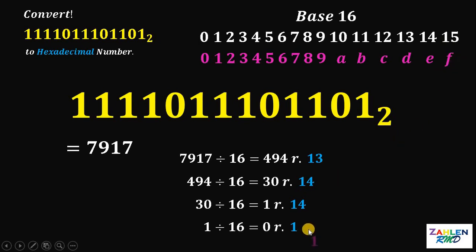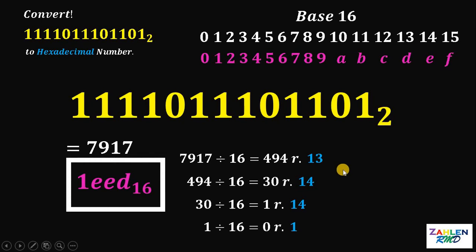Therefore, this one is just 1. This 14 is E. Another 14, we have E. And this 13 is D. Therefore, 7,917 in base 10 is equivalent to 1EED in base 16. And we are done. So this binary number is equivalent to 1EED in base 16.